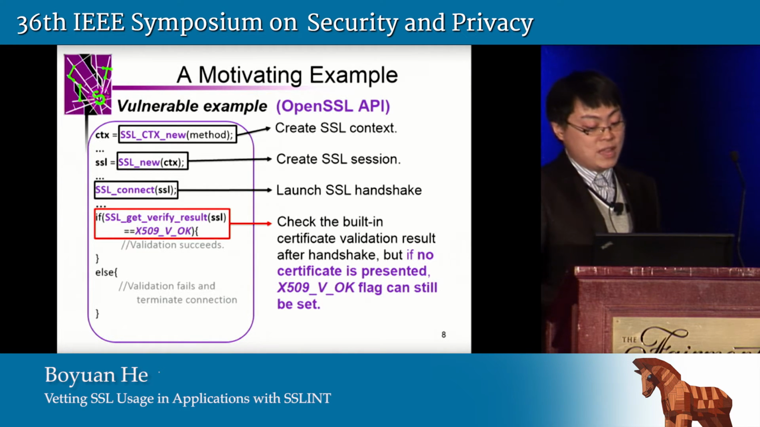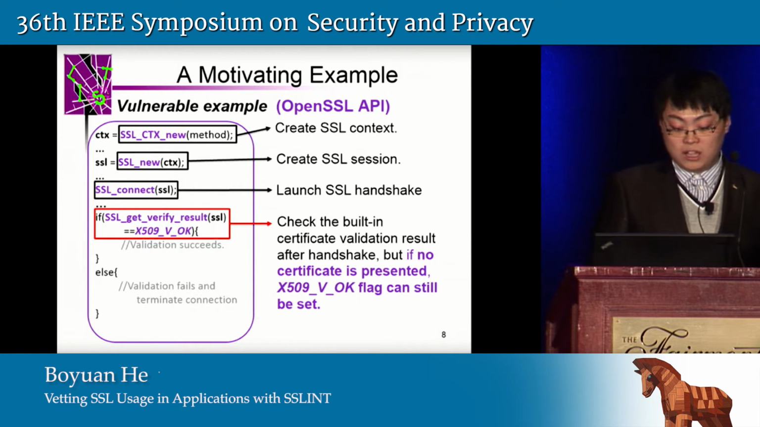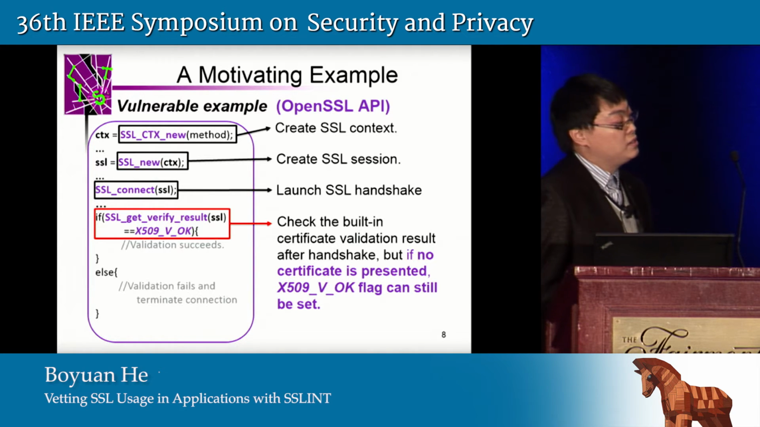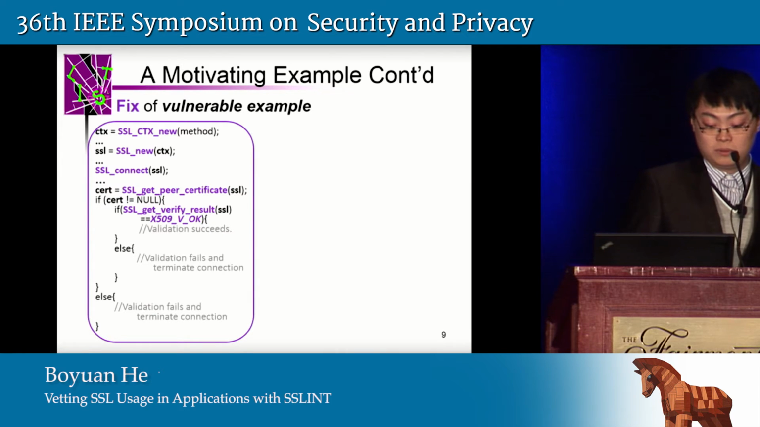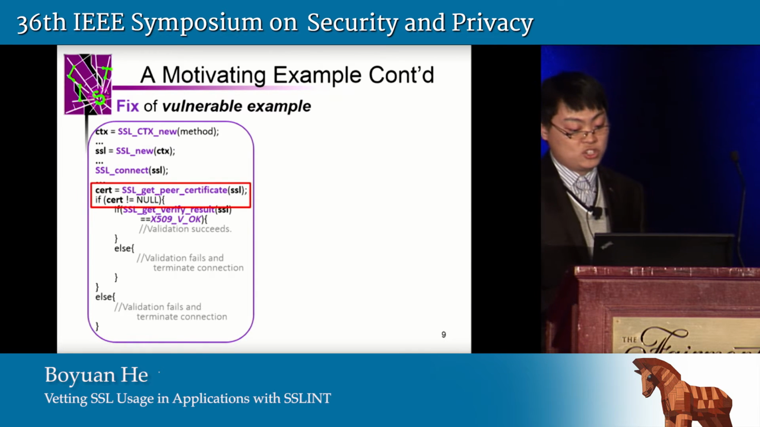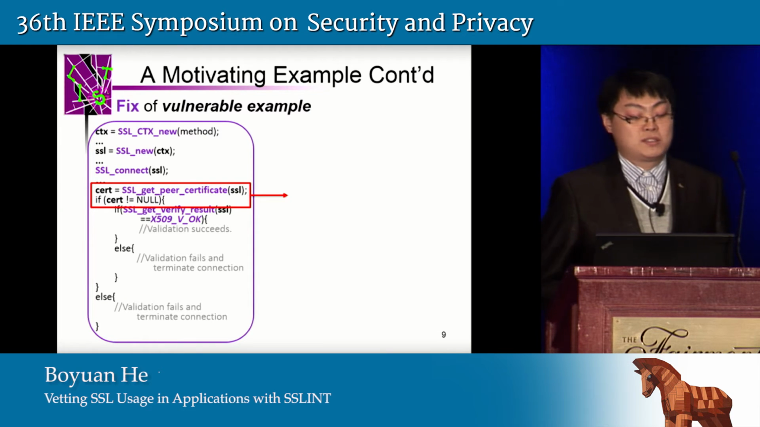However, as most of you may know, the OpenSSL API is not well designed and not well documented. The SSL_get_verify_result function will still return a successful flag if no certificate is presented by the server. So in this way, this app is vulnerable. To fix this vulnerable app, another API, SSL_get_peer_certificate, should be called when checking certificate validation results. In this way, the app will terminate the connection when no certificate is presented by the server.